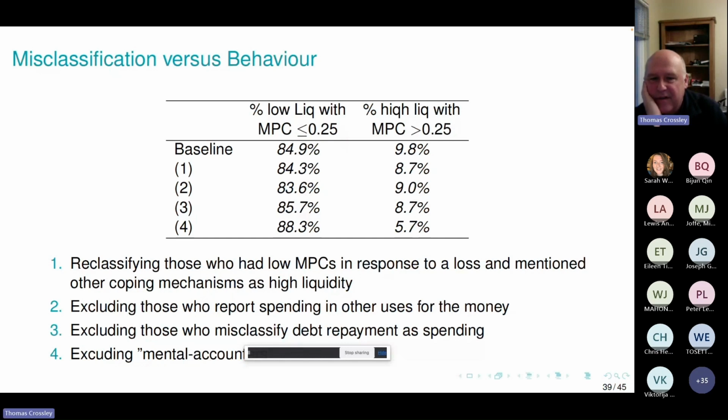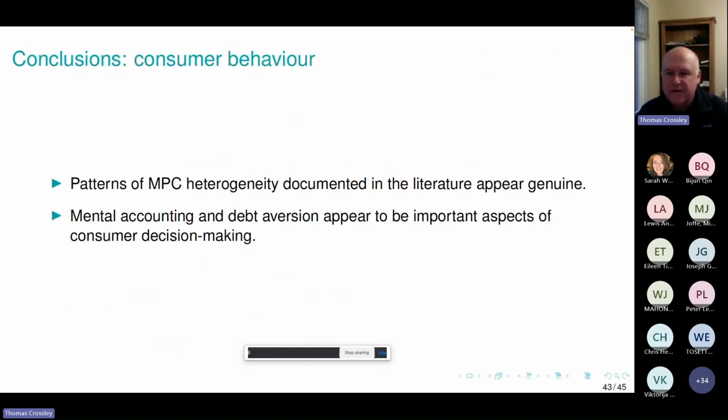The thing that really moves the fraction of the incidence of the high liquidity with high MPC column, the right-hand column, is when we exclude people who give mental accounting type explanations. That cuts that group in half. This is why we conclude that these non-standard behavioral considerations seem to be more of an explanation of the puzzling heterogeneity in MPCs than the types of measurement errors that we thought might be the problem. So let me skip ahead to the conclusion, if I can have one or two more minutes.